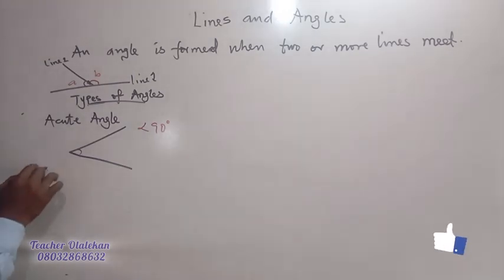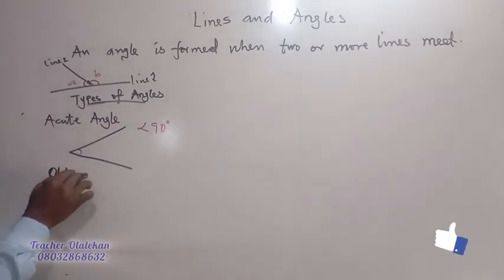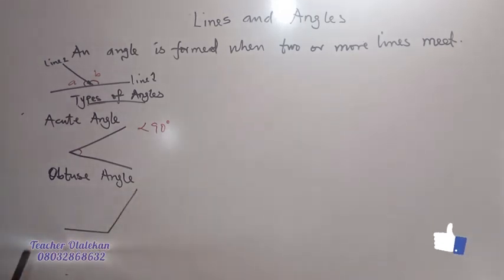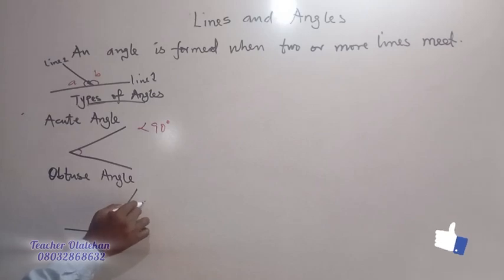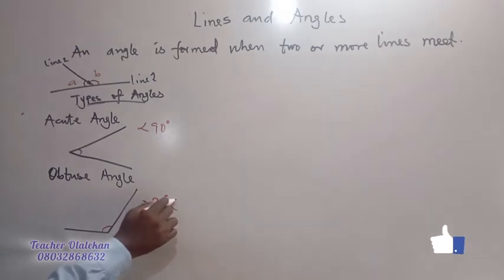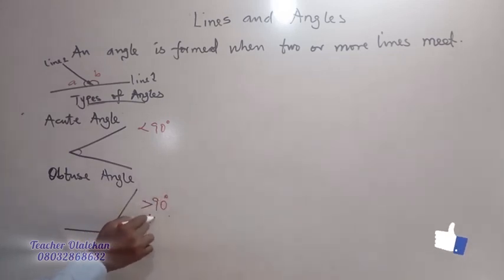So then we have obtuse angle. An obtuse angle is an angle that relaxes a bit like this. Okay, so the red capped place shows the angle. So this is a good example of an obtuse angle. So what's the description of an obtuse angle? It is greater than 90 degrees, but less than 180. Are you getting it now?